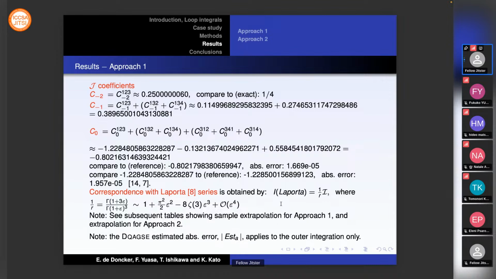So for the results of approach 1, for C minus 2, we have like 8 or so digits. The 0.25 is exact. And then for the rest, C minus 1 and C0, for the contributions, we were able to generate reference numbers for comparison and obtained about 5-digit accuracy. We can also compare to results by Laporta.